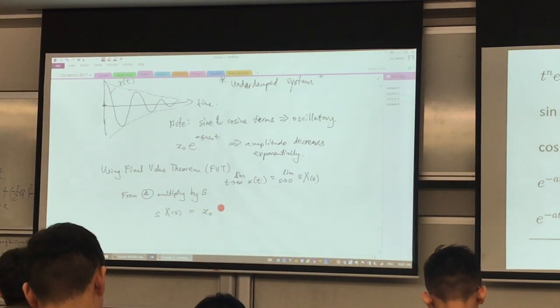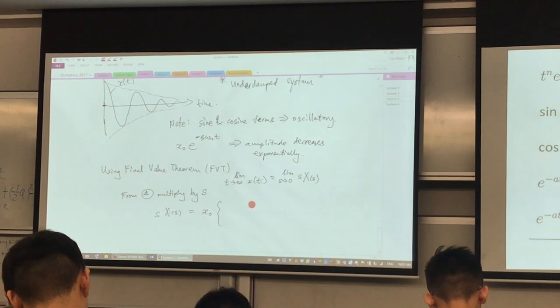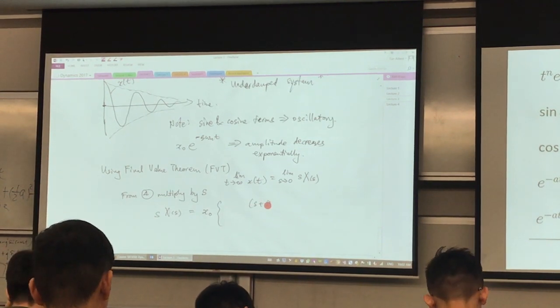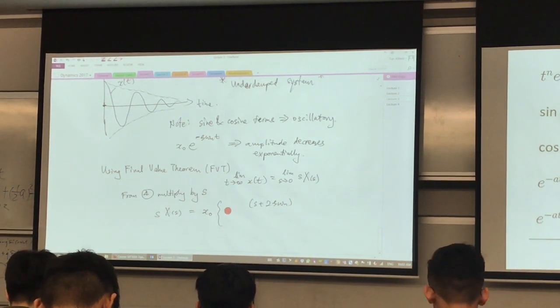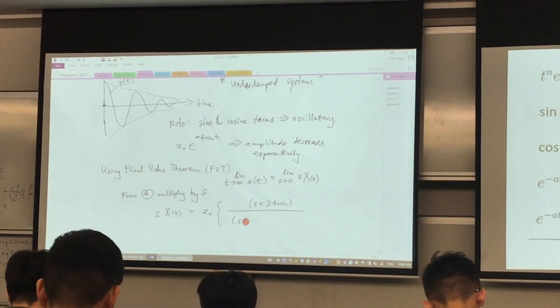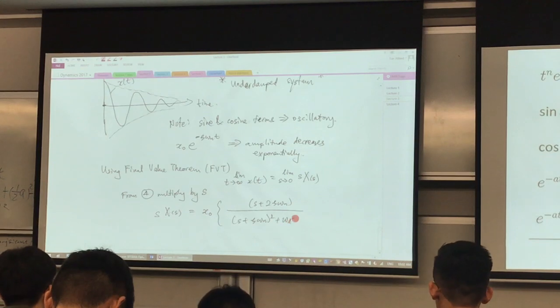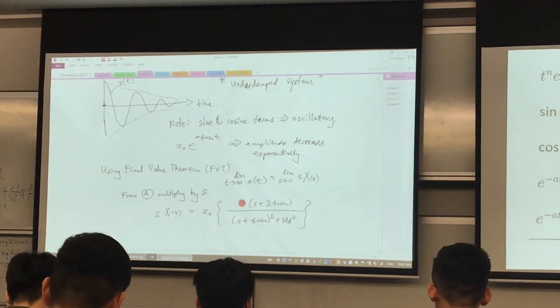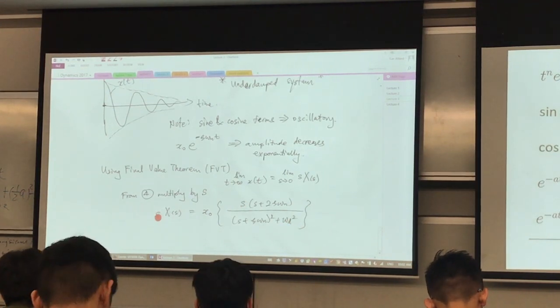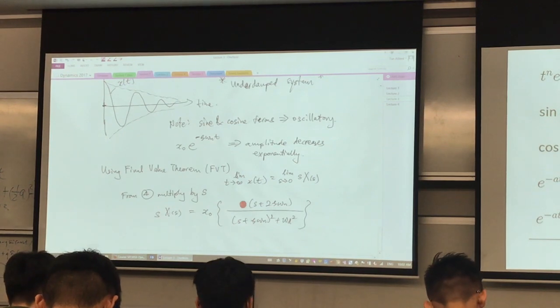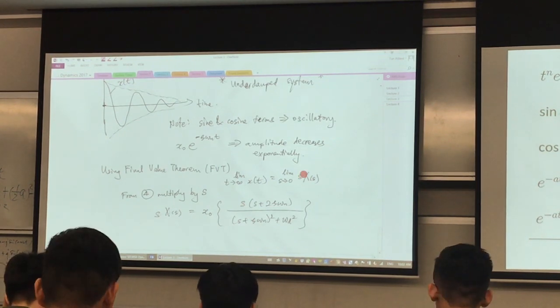So if I were to do that, then I'll have s plus 2 zeta omega n over (s plus zeta omega n) squared plus omega d squared, multiplied by s, because I multiply it by s over here. Why do I need to multiply by s? Because I want to get to this form.